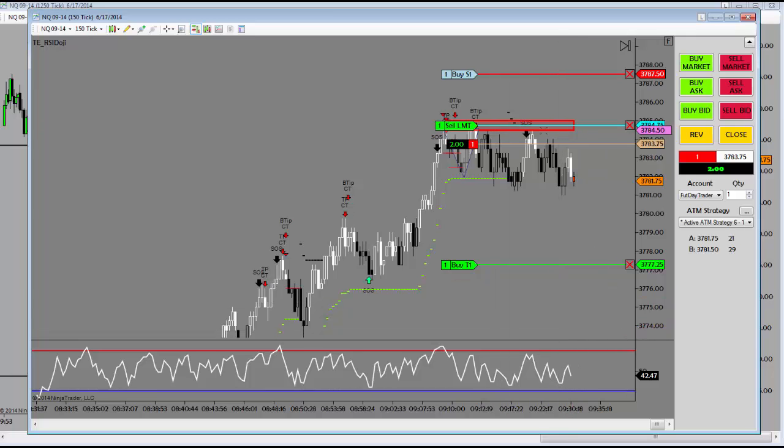So again, I only got half the position off. We should be short a 2 lot here. Risk 5 to make 5 and let the balance run. Now here's my trading time frame, the 150 tick chart.